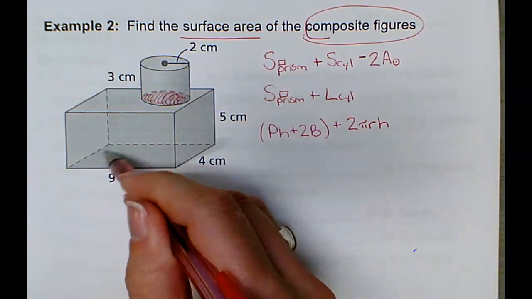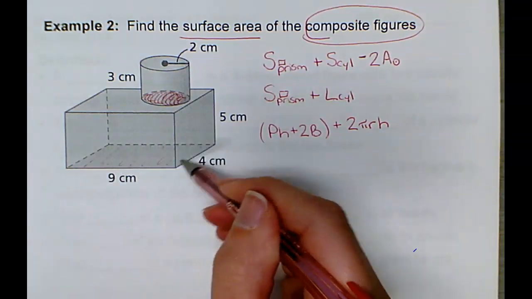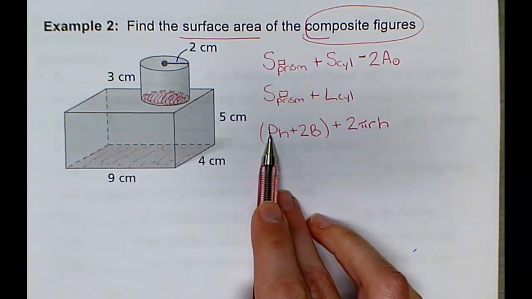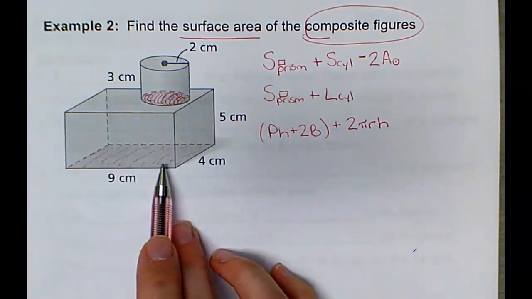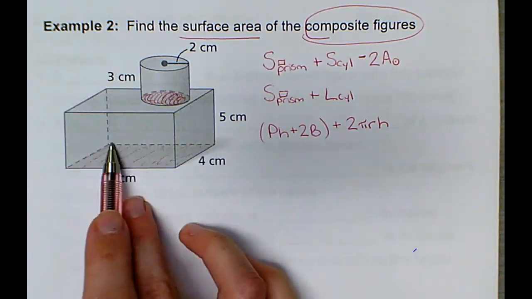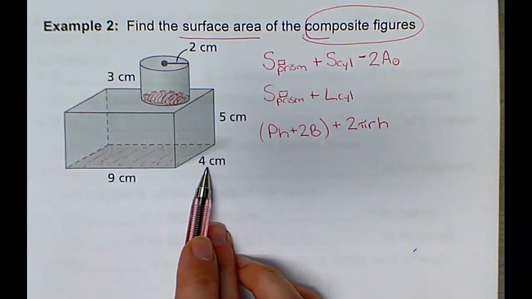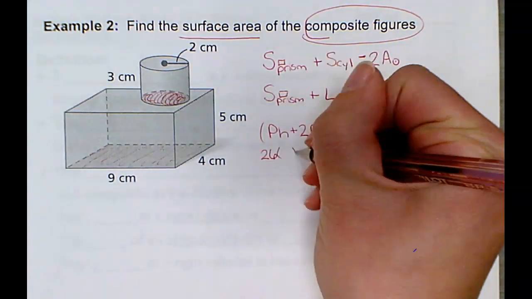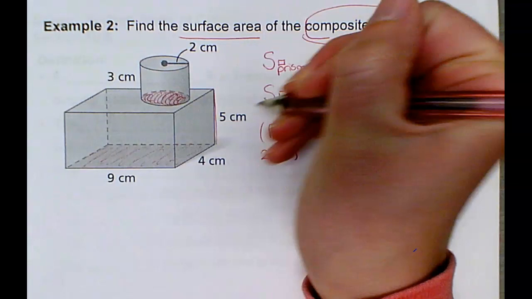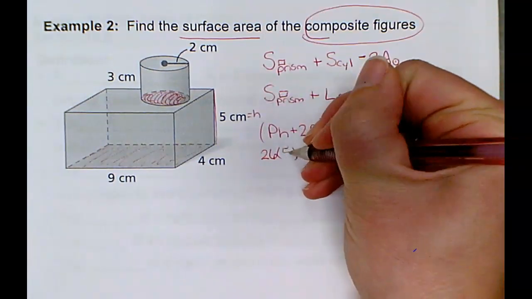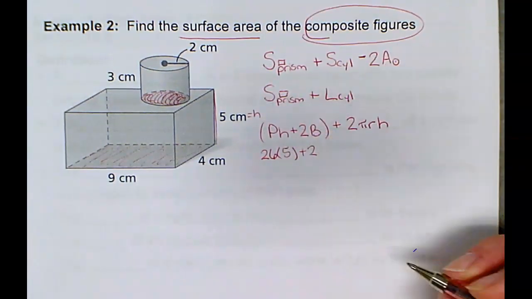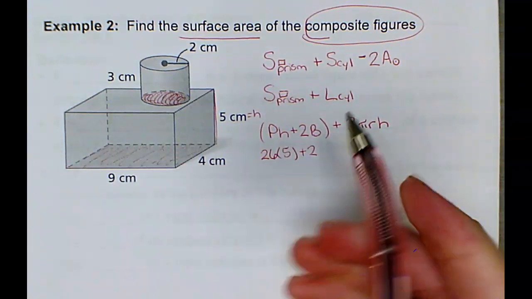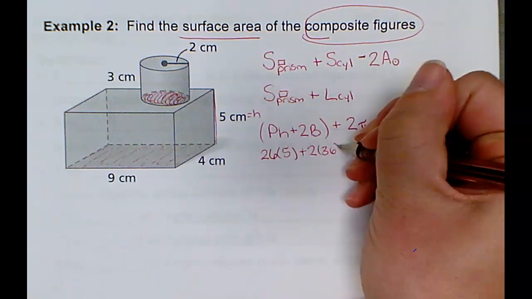I'm going to say that this is the base right here of my rectangular prism. The perimeter of that base is 9 plus 4 plus 9 plus 4. So 9 plus 4 is 13, and if I double that, I get 26. Times the height of the prism, that's 5. Plus 2 times the area of the base. Well, the base is a rectangle, and the area would be 9 times 4, which is 36.